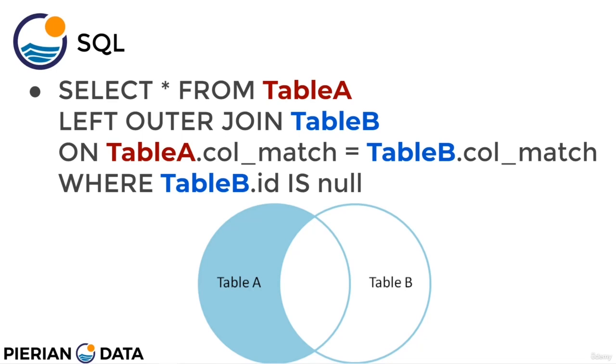We're going to again select from table A, do a left outer join on table B, specify the column to match on, and then we're going to say where table B is null. Because if table B is null, that means the resulting rows would only be unique to table A.